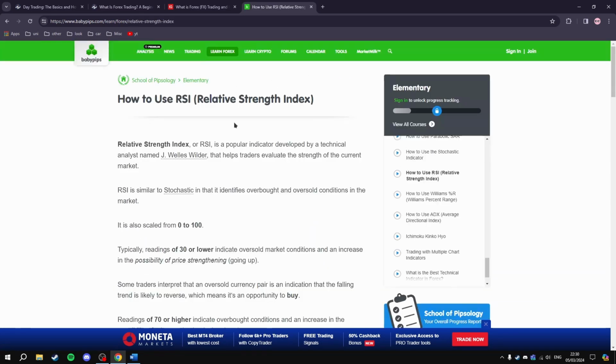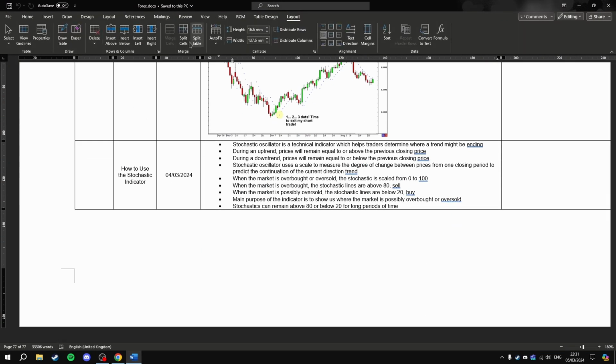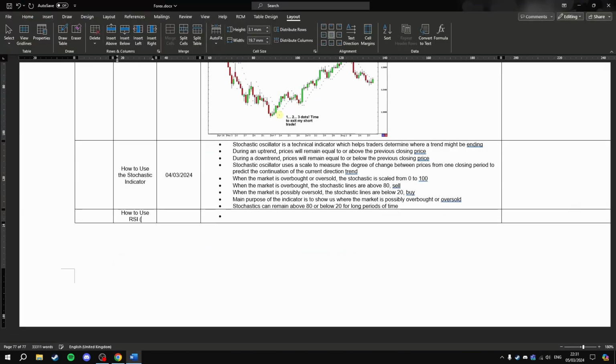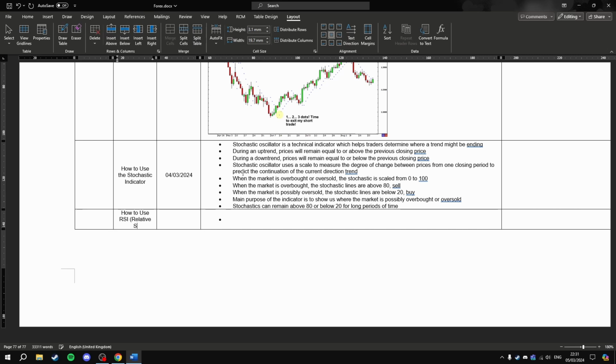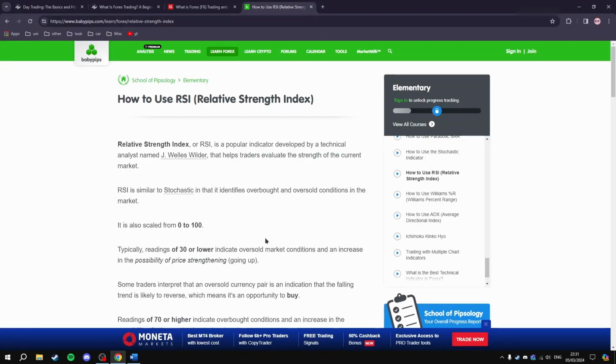And now we are currently doing how to use the relative strength index. So let's get started. How to use RSI, or the relative strength index. Relative Strength Index, or RSI, is a popular indicator developed by a technical analyst named J. Wells Wilder that helps traders evaluate the strength of the current market.